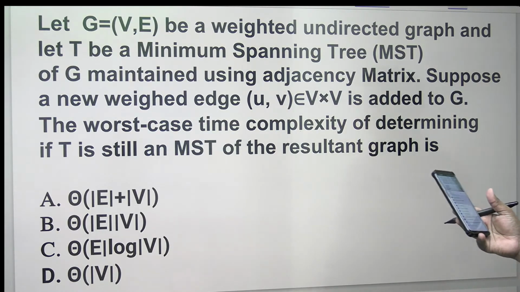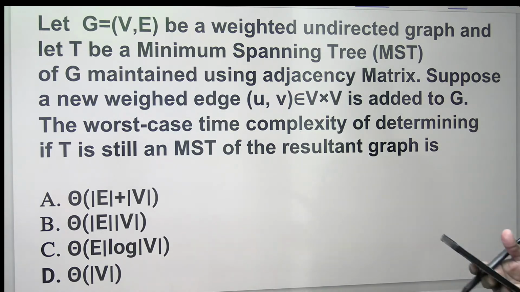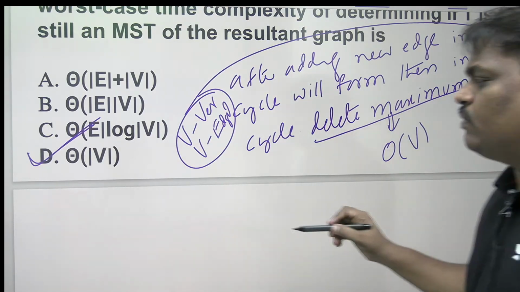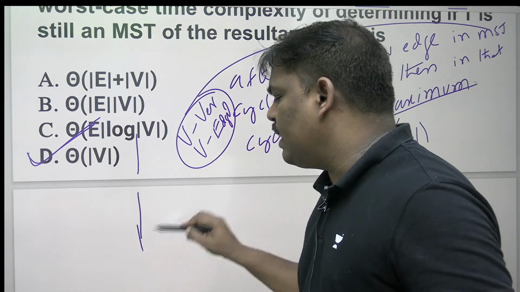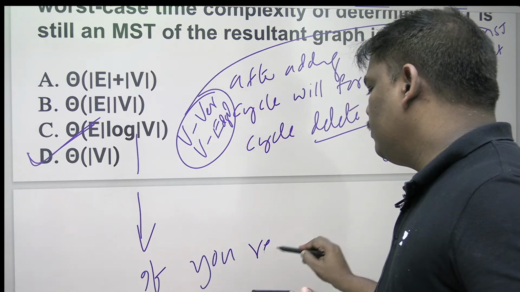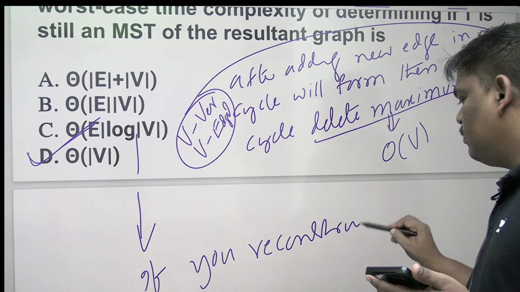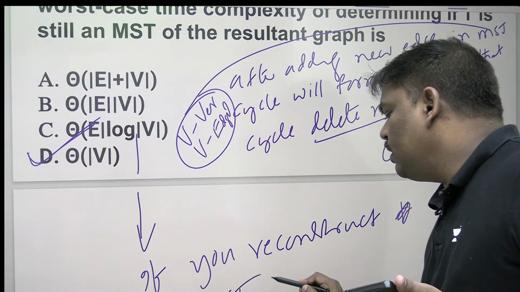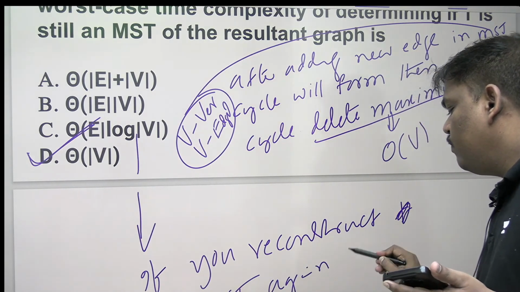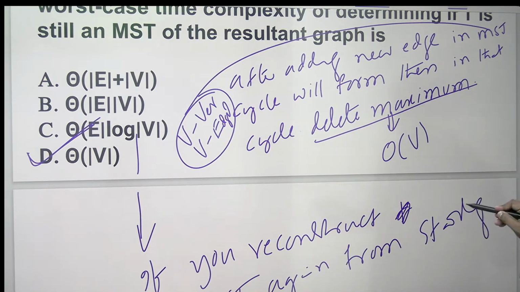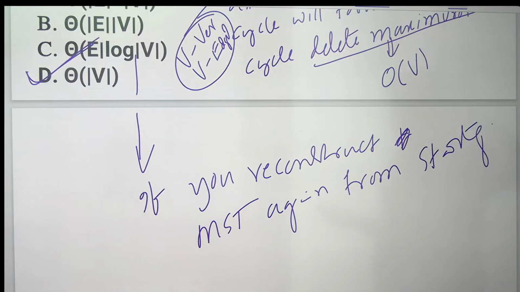Someone is saying it is E log V. E log V is correct, if you reconstruct the MST again from the starting, then what you are saying is true.